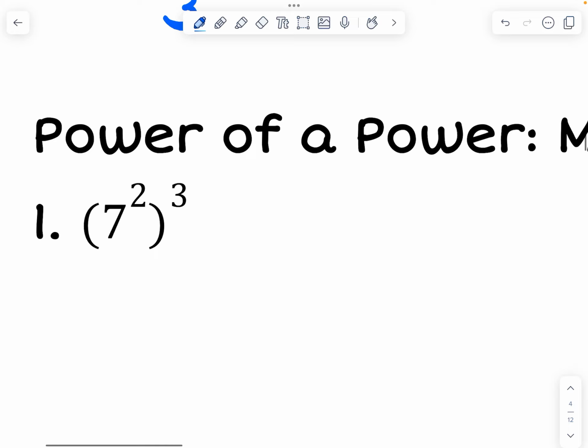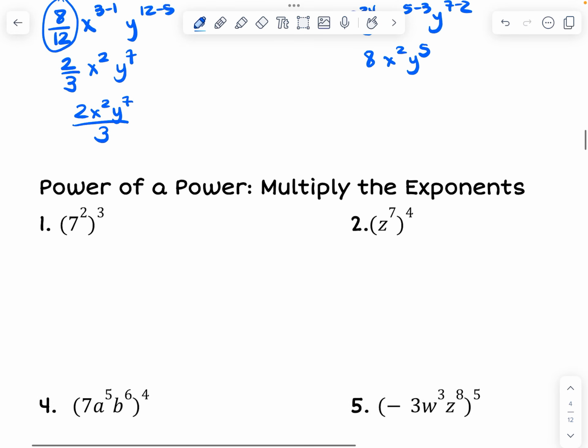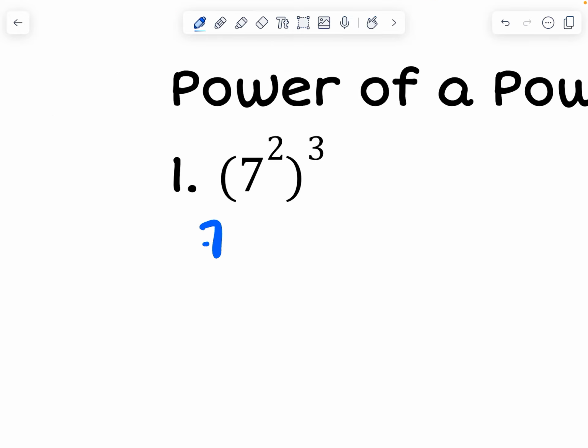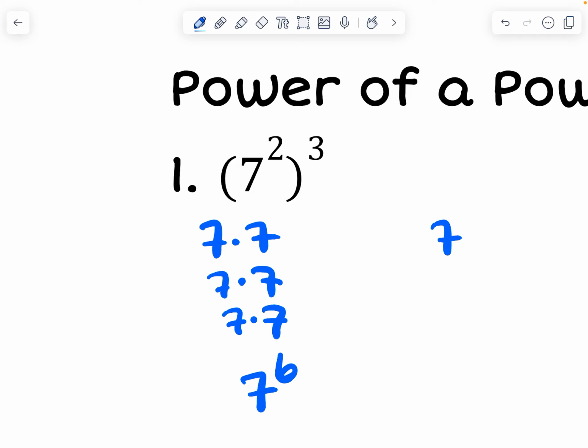Okay, the next one's a power to a power. You're going to multiply the exponents. So, it says 7 times 7, and we have to write that 3 times. How many 7s do we have? We have 6. So, the other way that you could have done this is just taken 7 and multiplied the exponents, and you still would have gotten 7 to the 6th.